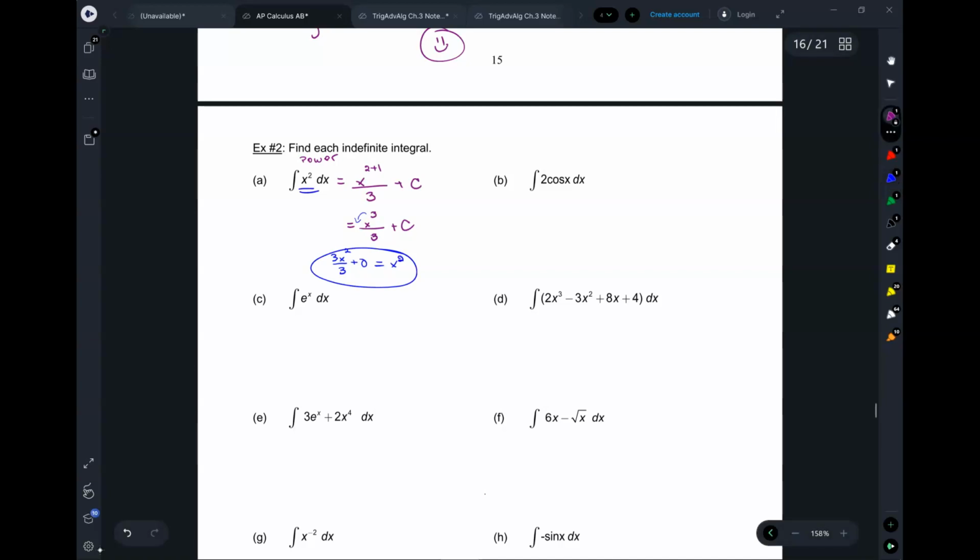Okay. So here, integral 2 cosine x dx. Well, remember the 2 comes out, right? It can come out. So this is 2 times the integral cosine x dx. So this is going to be 2 times the integral of cosine, which is sine of x plus c. That's the answer.